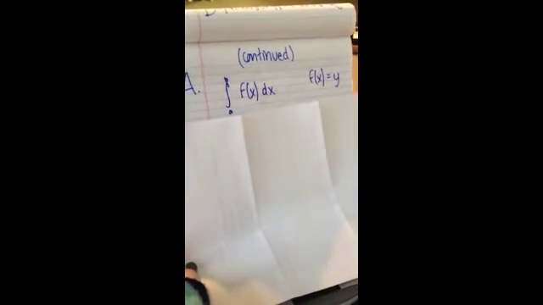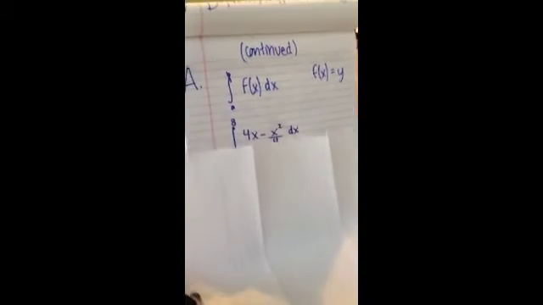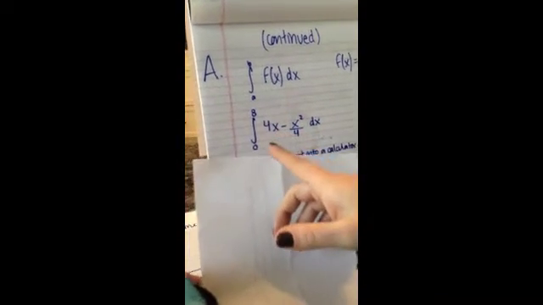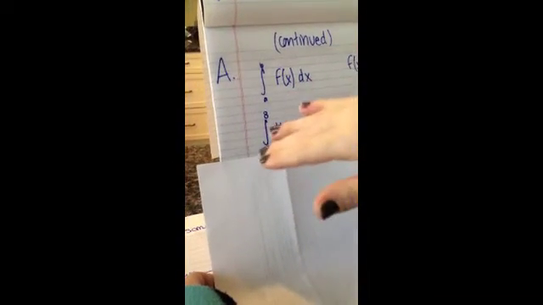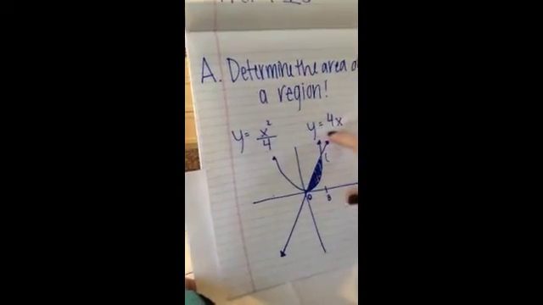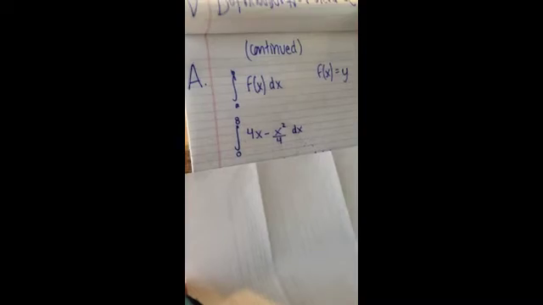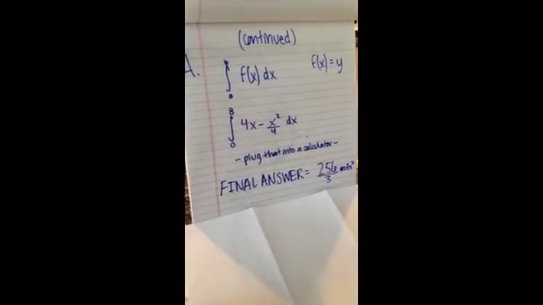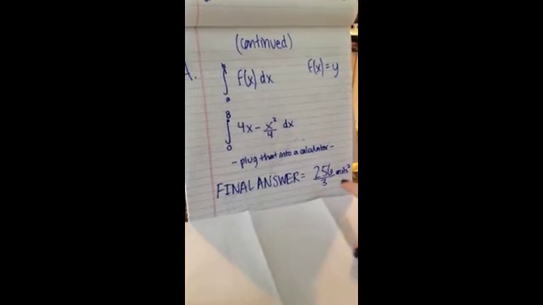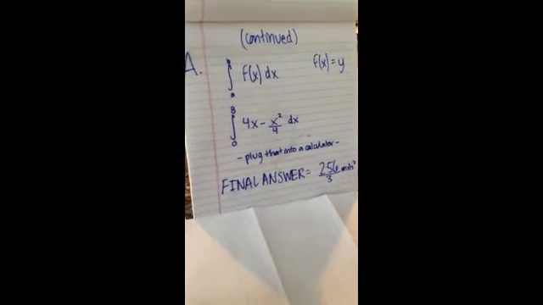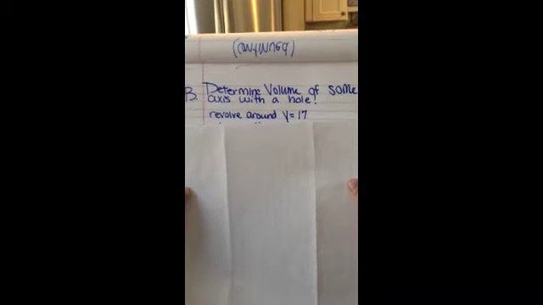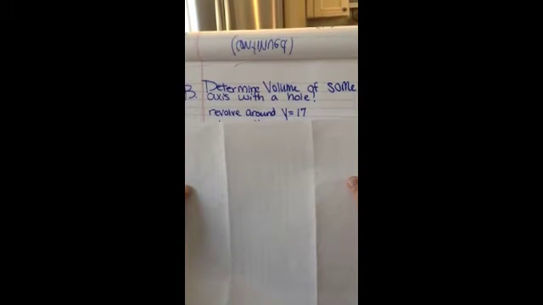Alright, so you take the equations and you subtract them using your 4x first because of the way the graph is, it is on top. So we're going to plug that into a calculator, and we're going to find that our final answer is 256/3 units squared. Yay!